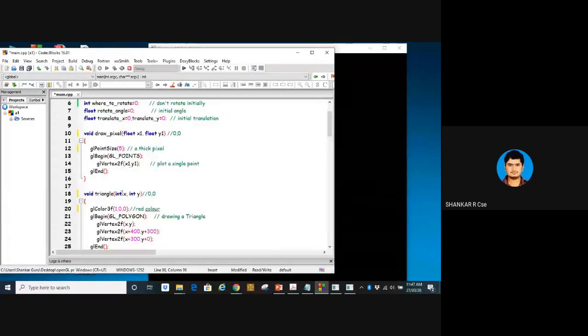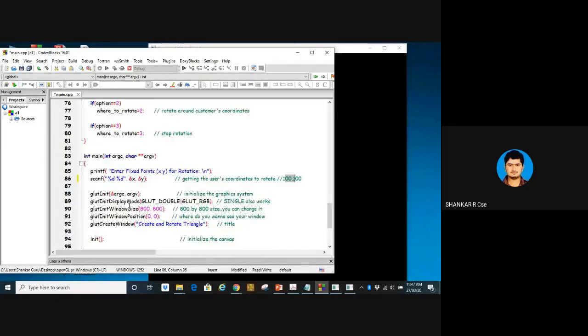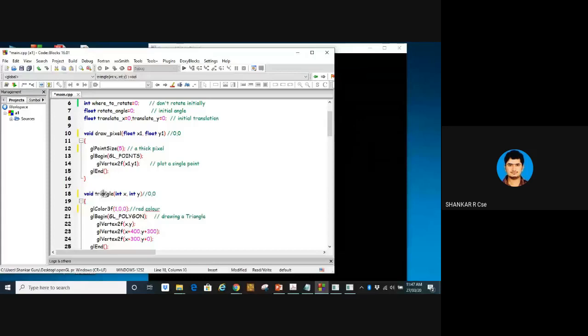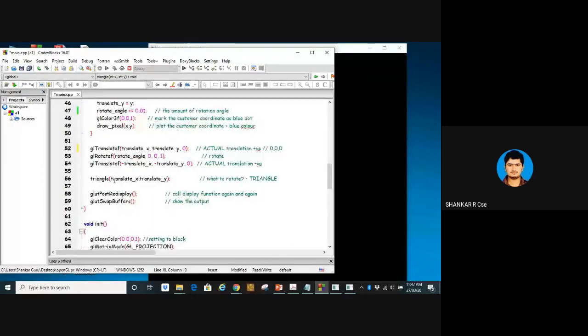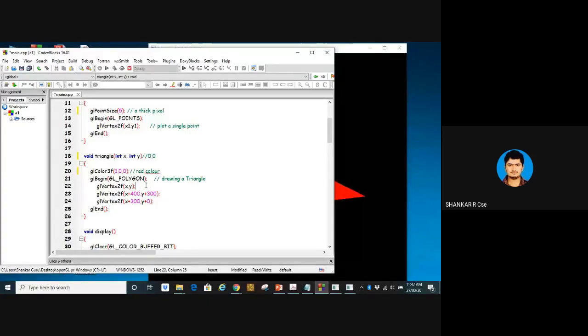So now in triangle, the fixed point values are being stored in x comma y, and since you are passing triangle translate x and translate y, those will be overwritten. These are anyway my formal parameters. This will now hold 0 comma 0. Now vertex 2f, first point 0 comma 0. Next 0 plus 400, 0 plus 300. It is anyway 400 comma 300. Next one 0 plus 300, it is 300 plus 0.